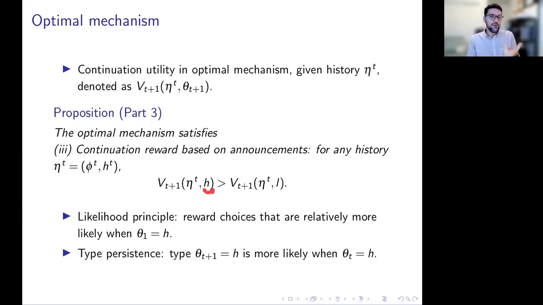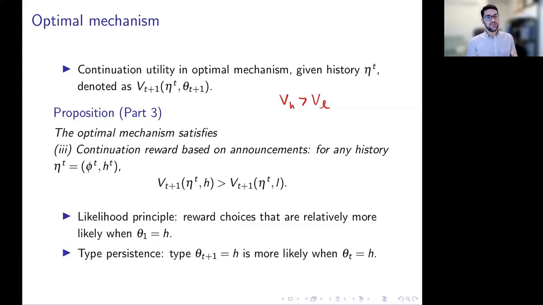We started with the assumption that the initial utility offered to an agent of a high type is greater than that of an initial low type. What this result says is that this utility gap is propagated into future periods. So in periods greater than 1, agents who announce a high type have a higher continuation utility than agents who announce a low type. This follows from the likelihood principle that I referred to before, and it's also related to the persistence assumption of the type process.